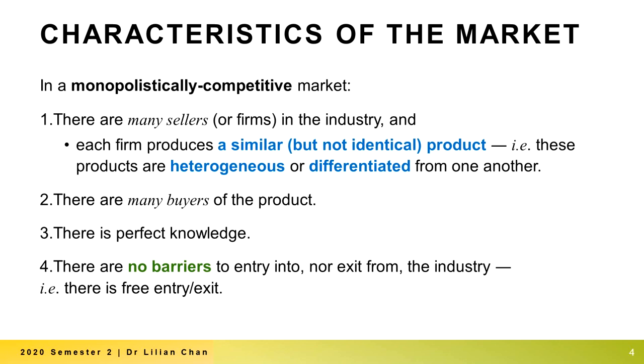So they are that there must be many sellers or firms in the industry, but it is different from perfect competition in that each firm produces a similar but not identical product. That means that these products are heterogeneous, or we can say that they are differentiated from one another. They're not different, they are differentiated. Now, there are many buyers of this product, there is perfect knowledge, and there are no barriers to entry or exit from the industry.